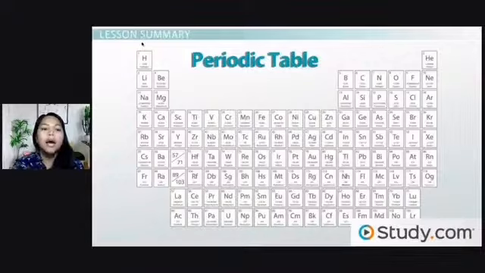Now, first of all, we have what we call groups or families. The groups or families are the columns in your periodic table. They are one group, although hydrogen is not really a part of this group. Hydrogen was just placed there because of its atomic number. So lithium, sodium, potassium, etc. are one group.